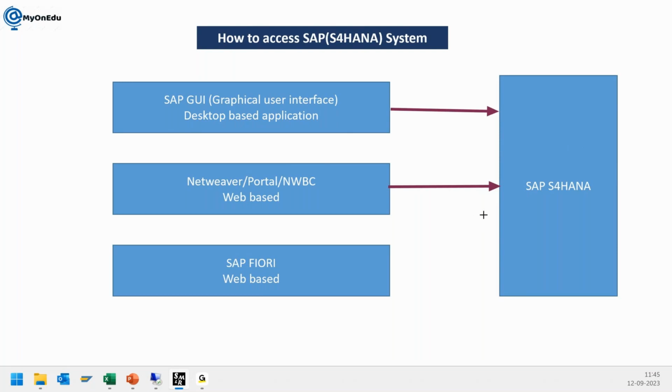What makes S/4HANA different from ECC is SAP Fiori. Now we have one more user interface, which is known as SAP Fiori.